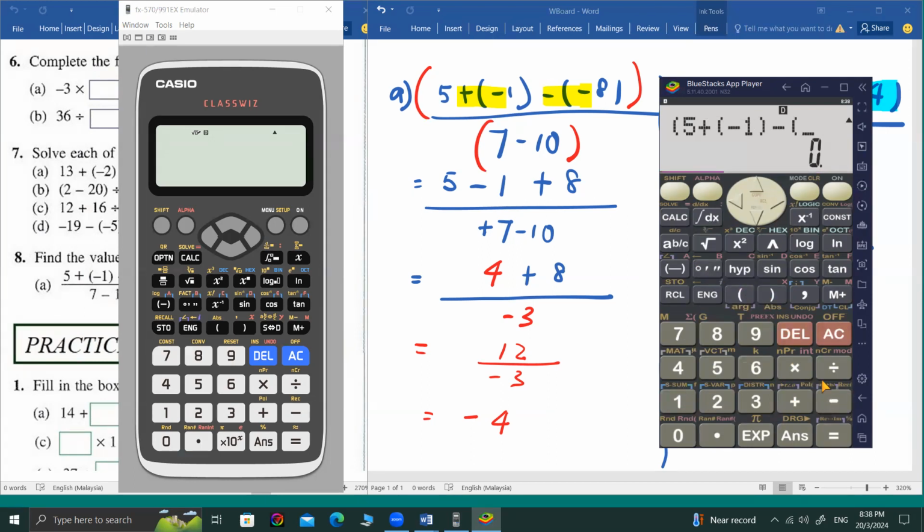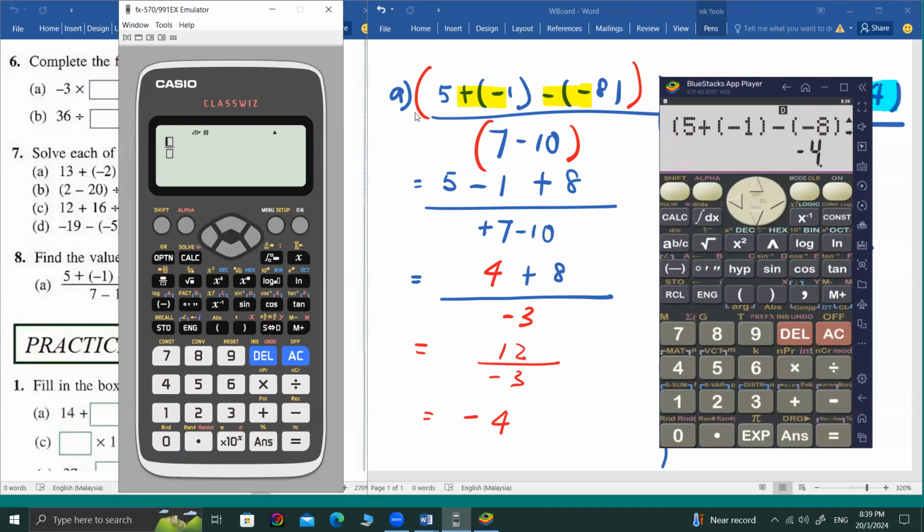Minus, in this bracket, -8. Close the bracket. Then another bracket. See? Let's say you want to put a fraction or divide, you put the bracket 7 minus 10. If not, you'll get the wrong answer. Okay? -4 comes out. See? Without or with brackets, pay attention.